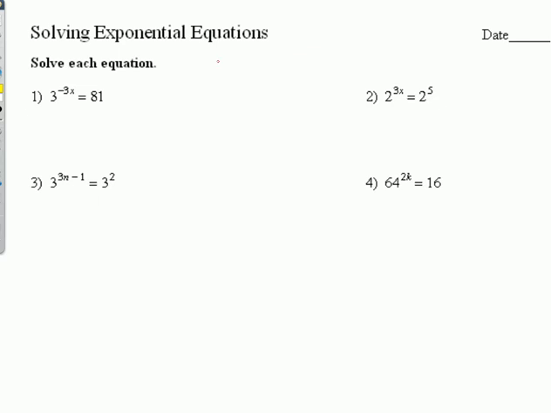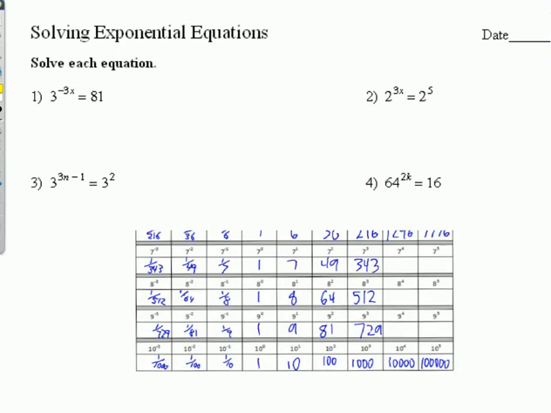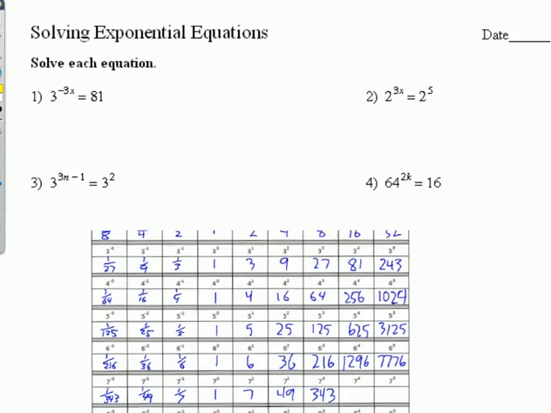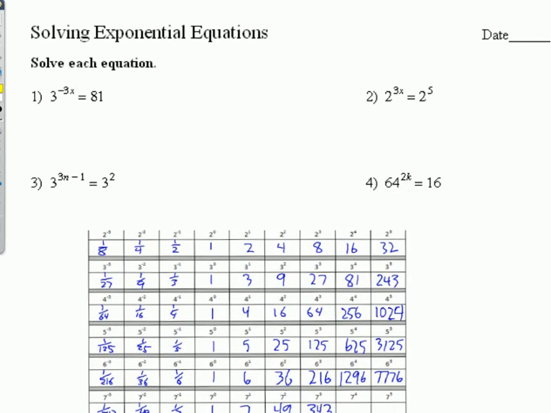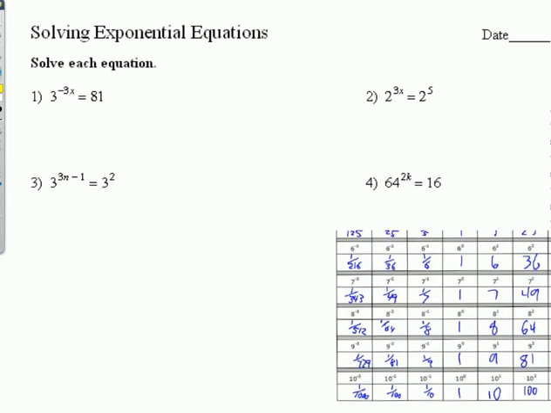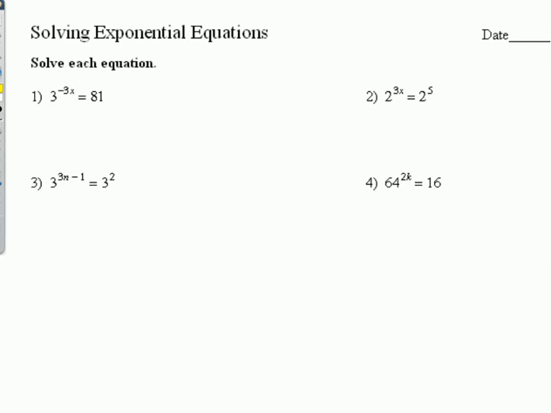All right, this 3 and 81, I need to get the bases to be the same before I can remove anything. So I'm looking at this table, and I see 3 and I see 81. 3 is 3 to the first, and 3 to the fourth is my 81. So I'm going to move that back over. That's what I was using. So 3 to the negative 3x is the same as 3 to the fourth.